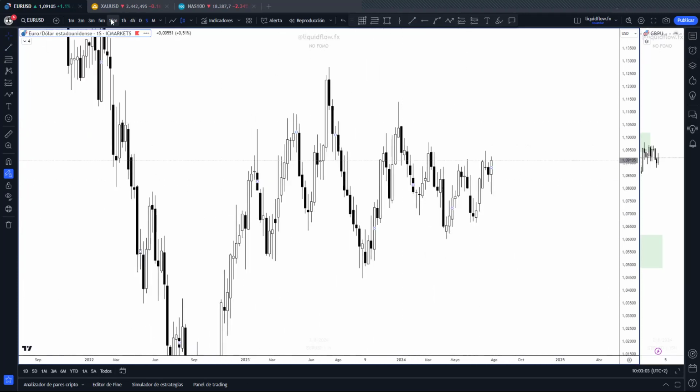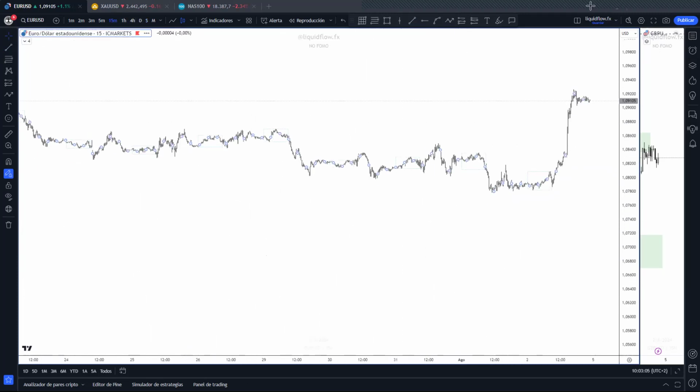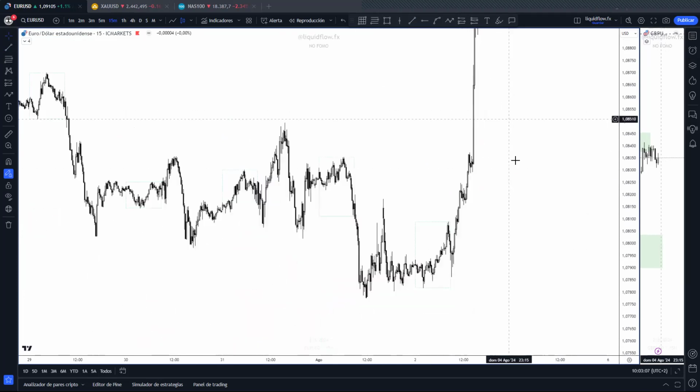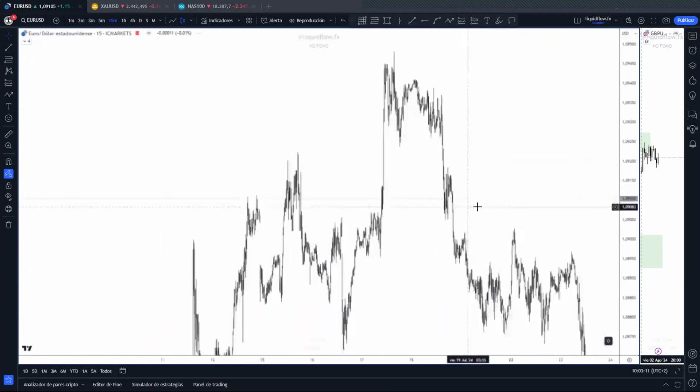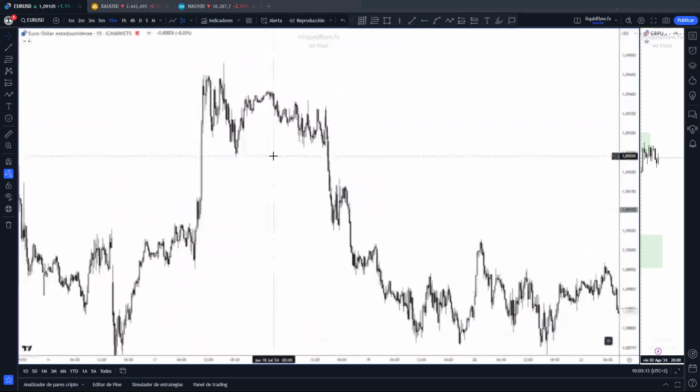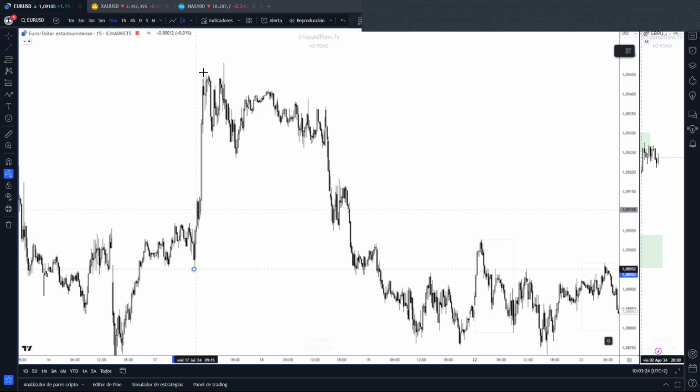Actually, let me go to 15 minutes. And from here, the important thing is from the high to the low. We have this range, a huge one, you see. Now we have this sweep of liquidity and this market shift. We're going from here. This is our internal range. This is actually the range.